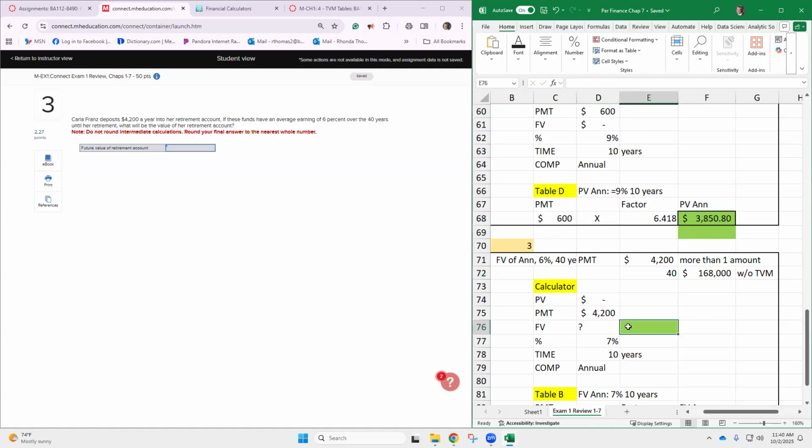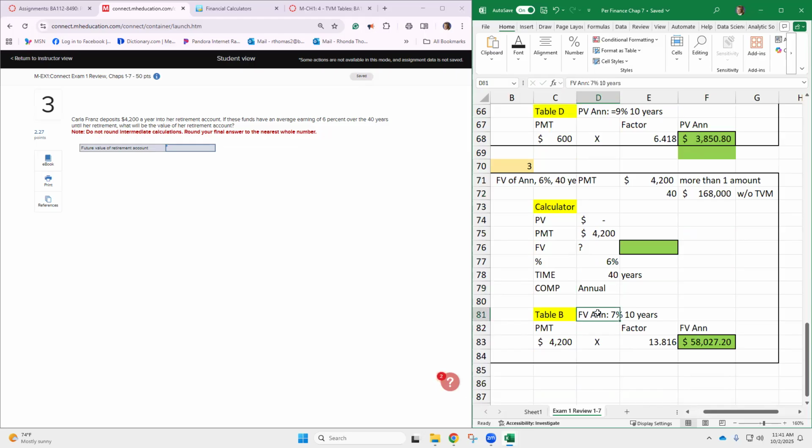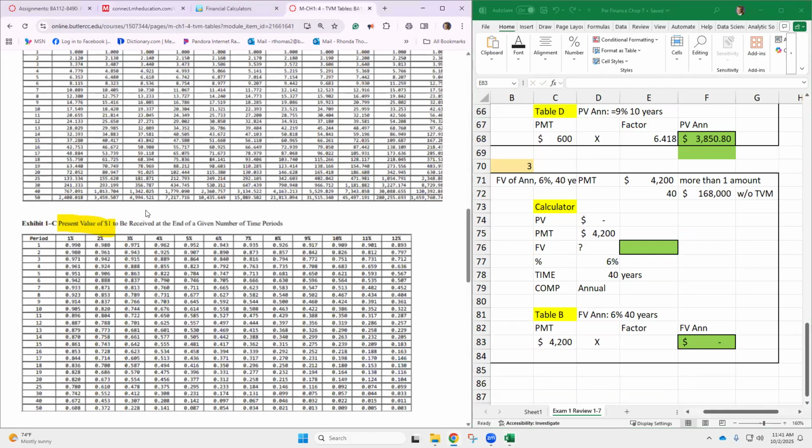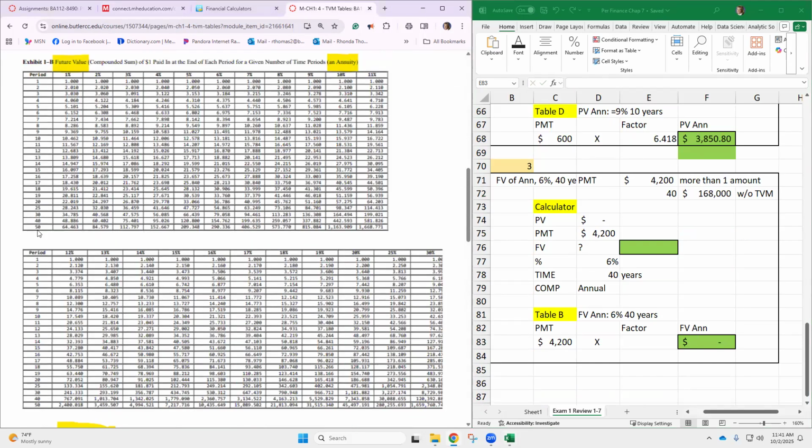All right. Once again, 6% in 40 years. Okay, so that's going to be quite different. 40 years. I'm going to use table B, 6% in 40 years. That's going to be a pretty big number on the table. Okay, so table B, that's the one we tend to use the most. Okay, and 40, yeah, it does include 40 years down here.